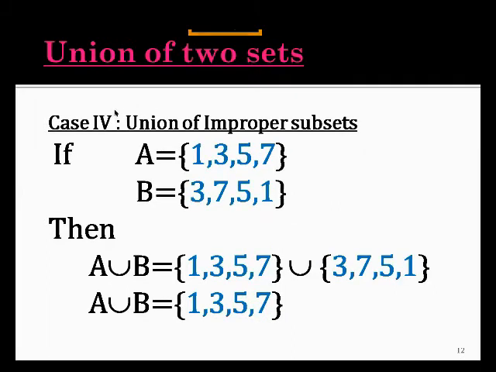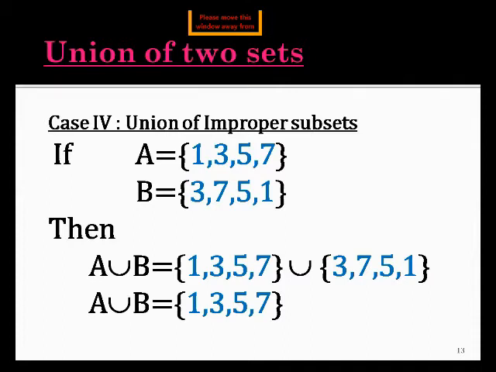Okay students, the fourth case is to find the union of improper subsets. In our previous class, we already explained what proper subsets, supersets, improper subsets, and overlapping and disjoint sets are. So here we only discuss how to find the union or the intersection between these sets. So here I directly apply it to improper subsets.